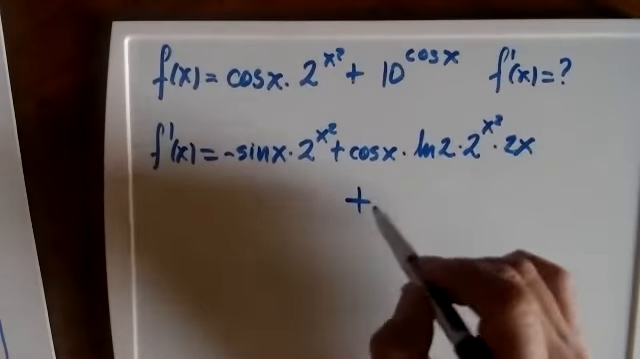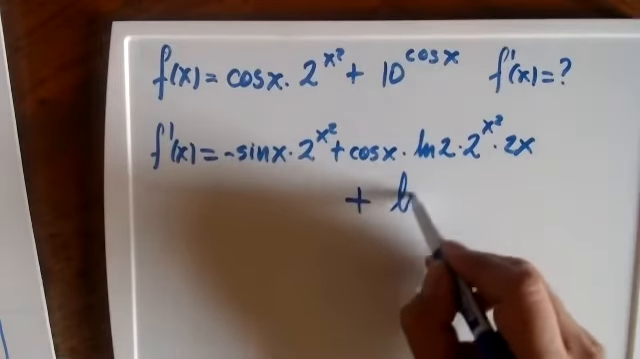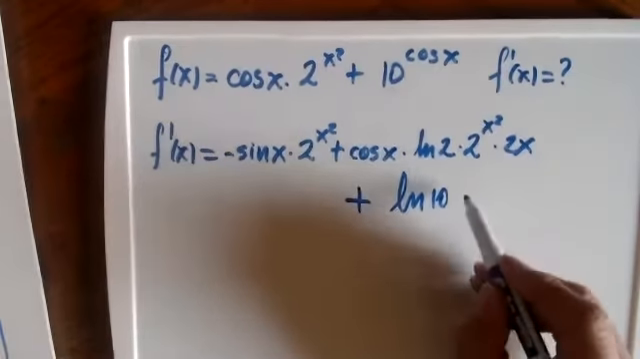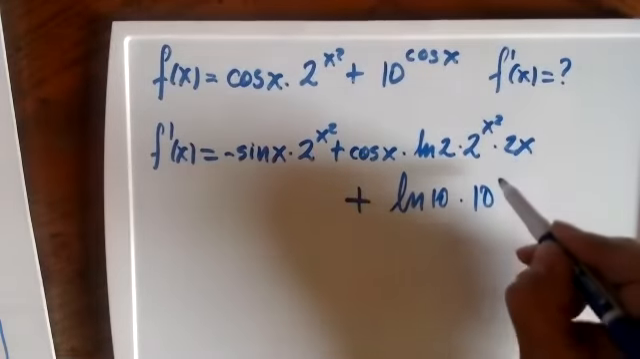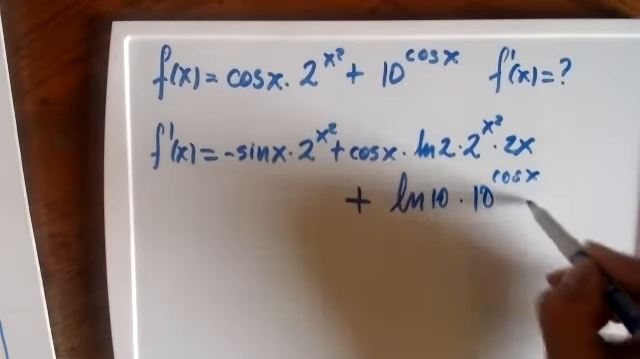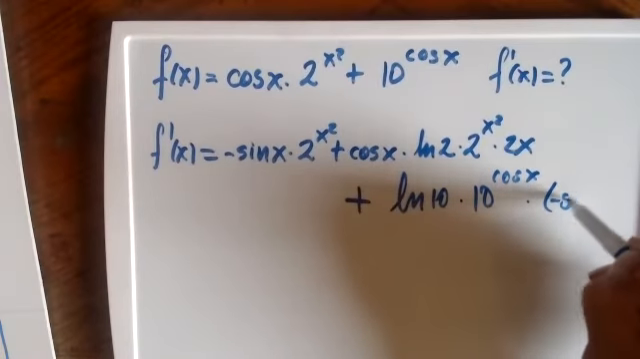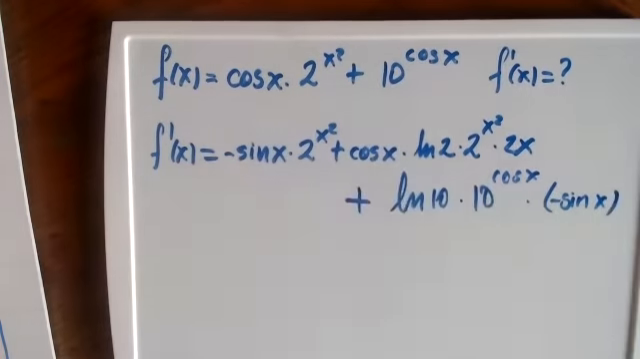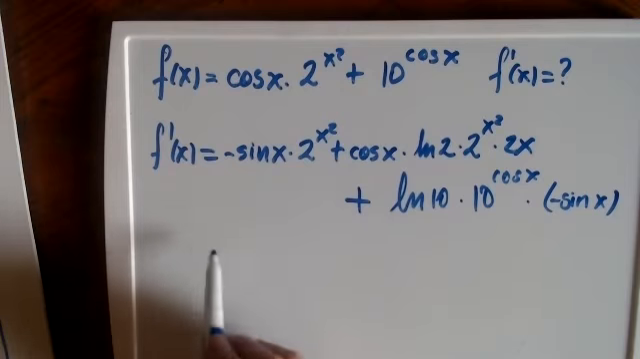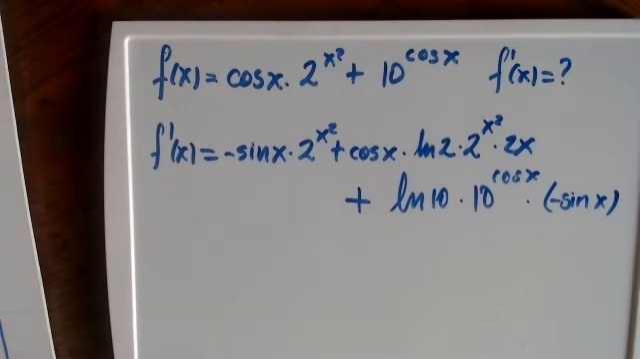Plus, now I have to do this, okay? What is the derivative of that? Okay, the derivative of this is the natural log of 10 times the exponential function times the derivative of the exponent, negative sine x.